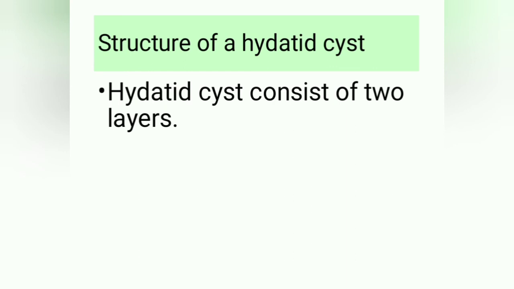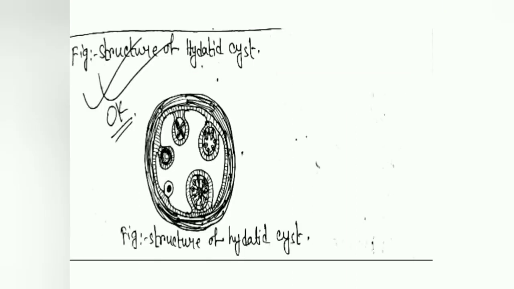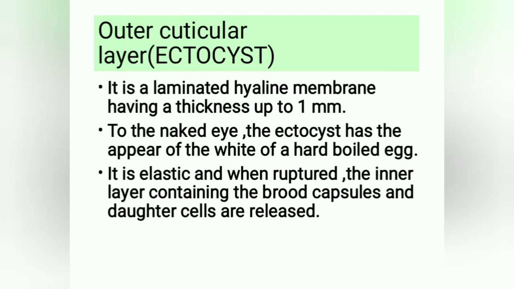Structure of a hydatid cyst. A hydatid cyst consists of two layers. This is the picture of the structure of a hydatid cyst. You can take a screenshot of this picture. Outer cuticular layer, that is the ectocyst. It is a laminated hyaline membrane having a thickness up to 1 mm. To the naked eye, the ectocyst has the appearance of the white of a hard-boiled egg. It is elastic, and when ruptured, the inner layer containing the brood capsules and daughter cysts is released.